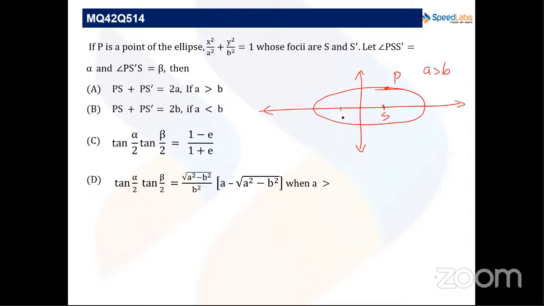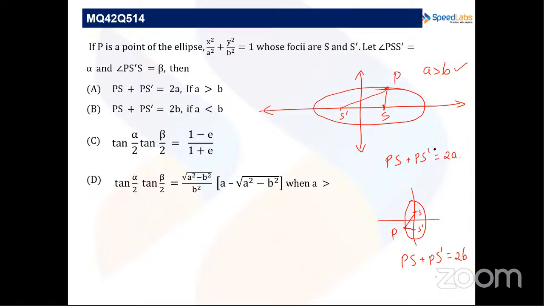This is our focus S dash. So PS plus PS dash is equals to 2A if A is greater than B. And in case B is greater than A, then our ellipse will be of this shape. So S dash will be here. So PS plus PS dash equals to 2B. Because this is the basic definition of the ellipse.